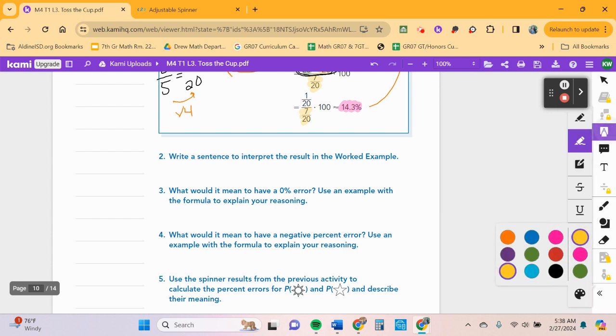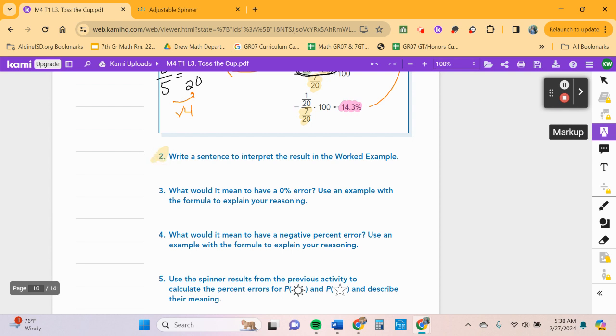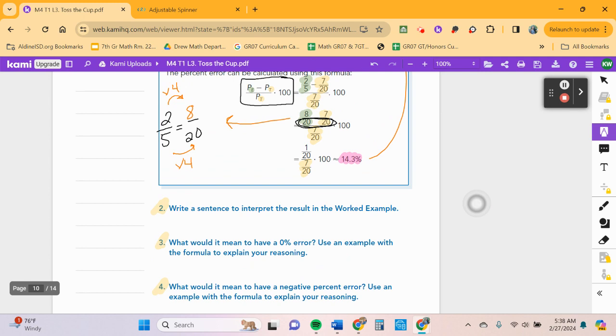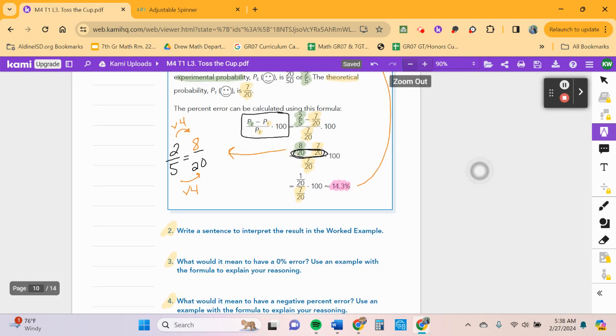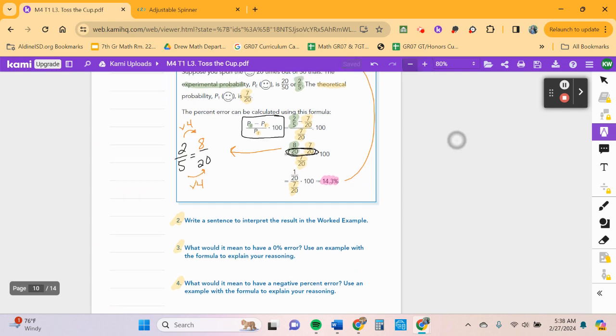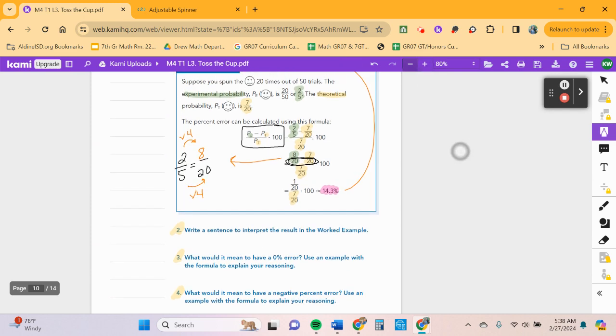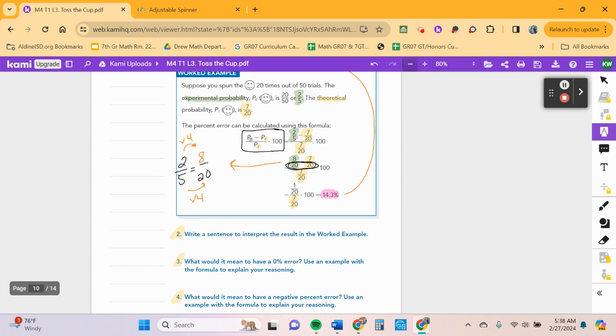So you are completing questions 2, 3, and 4, thinking about those by looking at the worked example. Alrighty, go ahead and set a timer for about 2 minutes to answer those 3 questions and pause here.